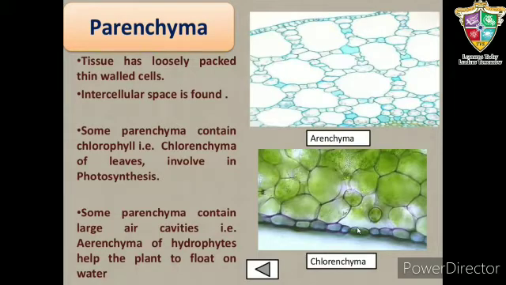Now, when some parenchyma contain chlorophyll, they are known as chlorenchyma of leaves, and they are involved in photosynthesis. Some parenchyma contain large air spaces, that is, parenchyma of hydrophytes, help the plants to float in water. Parenchyma protects the plant and checks the water loss in the form of epidermis. The main function of parenchyma is to store and assimilate food.